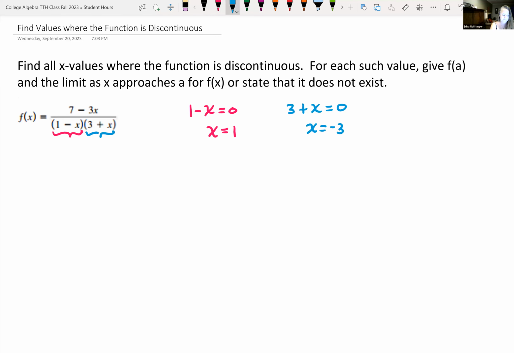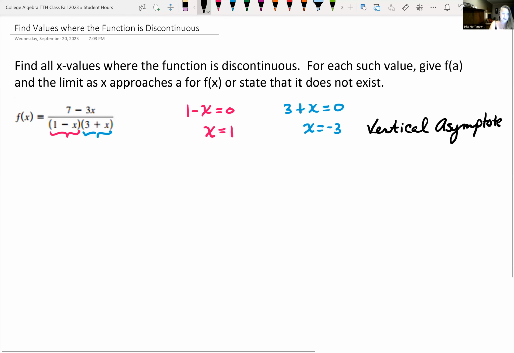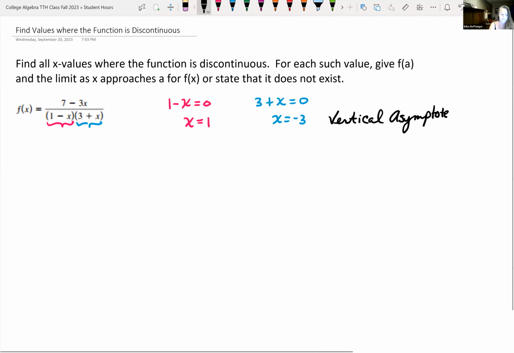If these values set our numerator also equal to 0, these will be where we would have holes on our graph. But these numbers don't also set our numerator equal to 0. And so these are actually vertical asymptotes on our graph of f of x. Since those are vertical asymptotes, our graph never touches a vertical asymptote. It just gets closer and closer to it as it shoots off to positive or negative infinity.